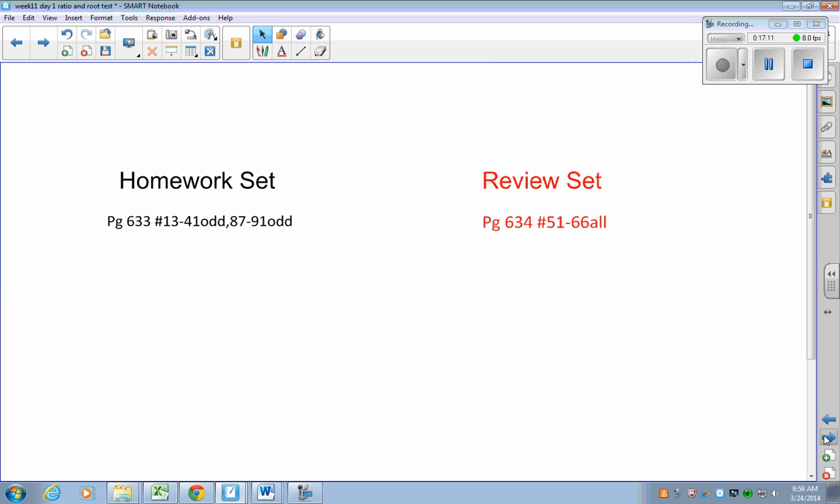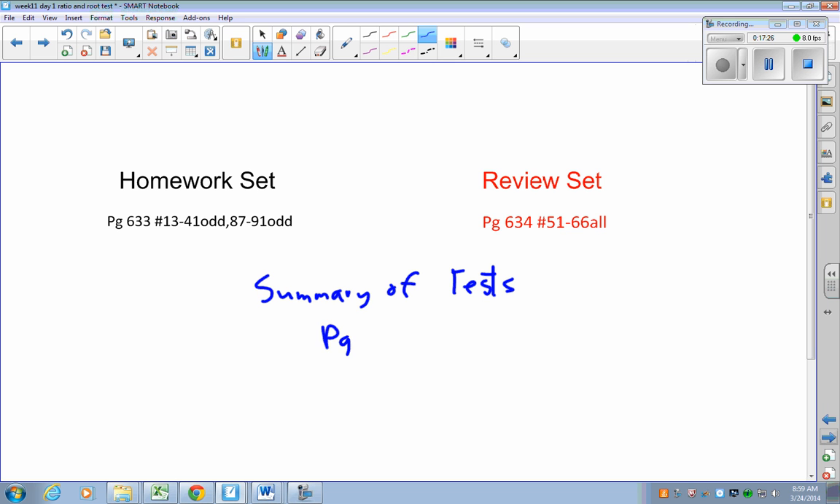A summary of the tests, just for your sake, some of you might like this. The summary of all the different tests we learned, and the ways you can tell if they converge or diverge or how you use them. It's a pretty nice little chart on page 632. You might enjoy that.